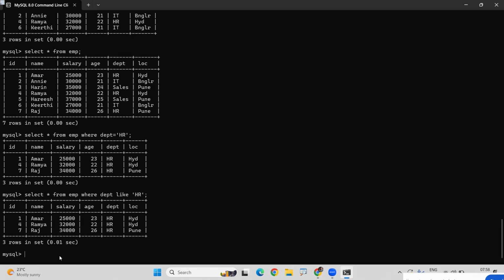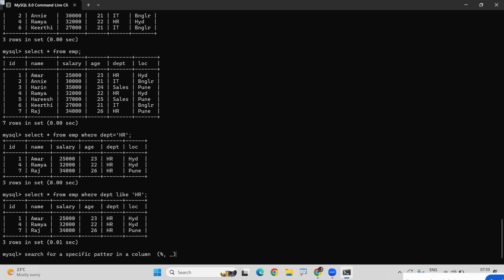The LIKE operator is actually used to search for a specific pattern. Specific pattern means a string, some characters in a column, not the entire column value. For that we use two symbols. One is percentage, and the second one is underscore.